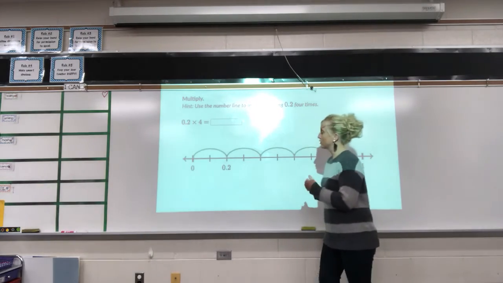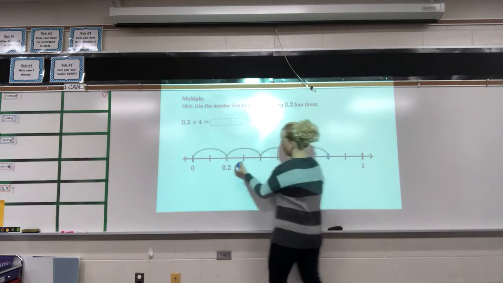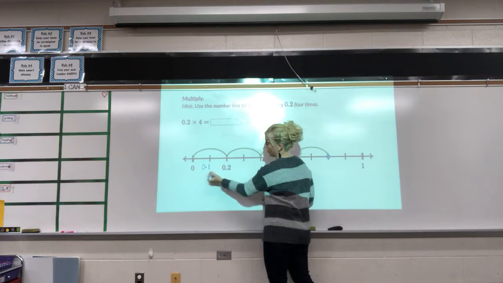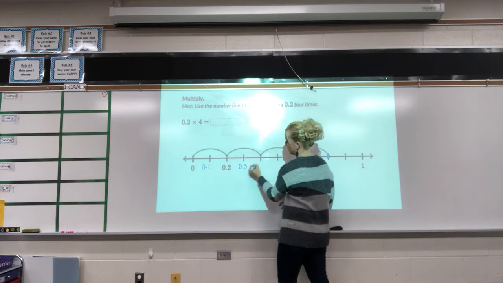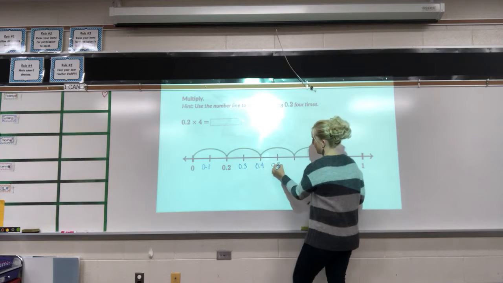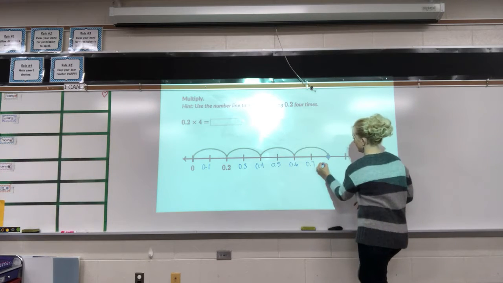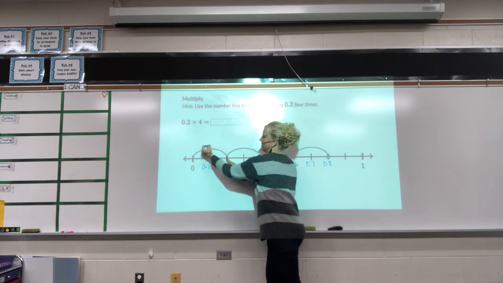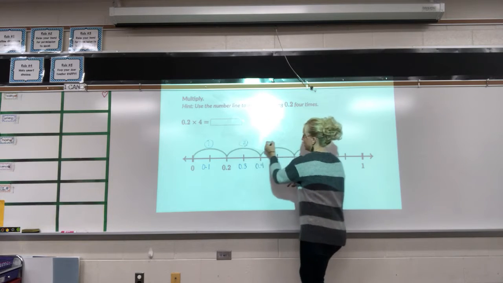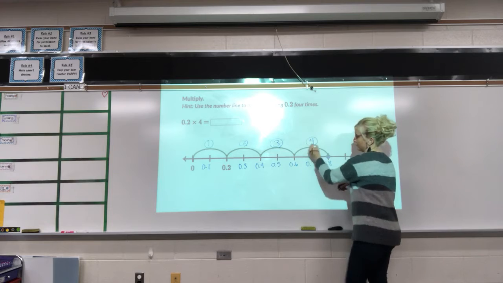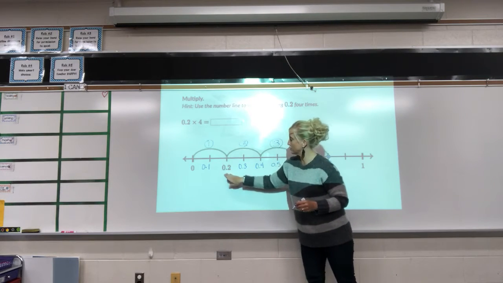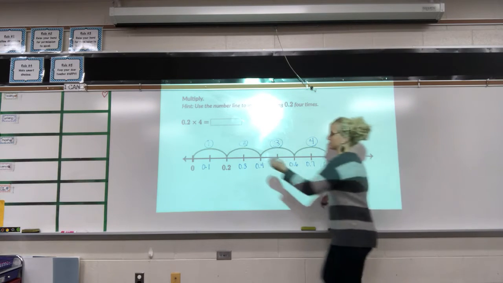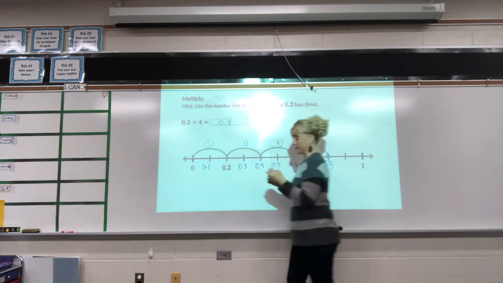So for this problem, we're going to look at this number line. Each tick mark on the number line is 0.1. So 0.1, 0.2, 0.3, 0.4, 0.5, 0.6, 0.7, 0.8. Okay, so if I go 0.2, this would be 1 time, 2 times, 3 times, and 4 times. So going 0.2 four times is going to give us an answer of 0.8. So 0.8 is our final answer there.